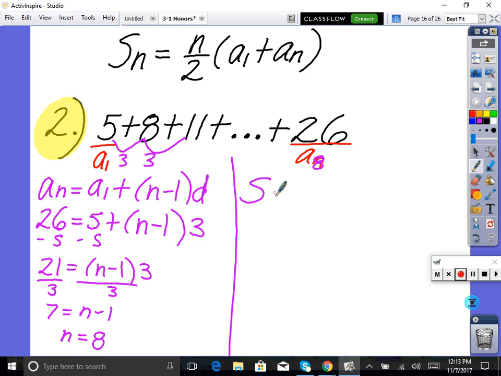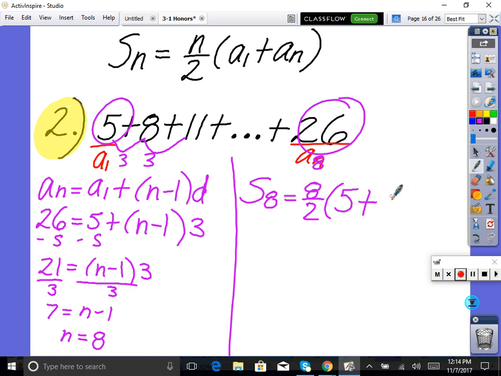So now we can plug it into the formula. The sum of those 8 terms is equal to 8 divided by 2 times a sub 1, the first term we were adding up, plus a sub n, the last term. And now you would calculate it. The sum of those 8 terms comes out to be what? 124. Does that make sense, everybody? Let's do one more similar.